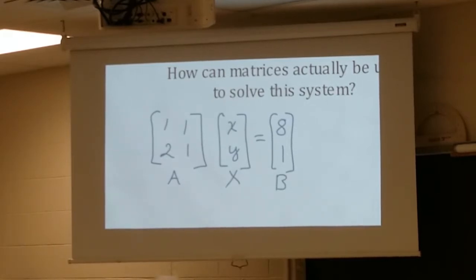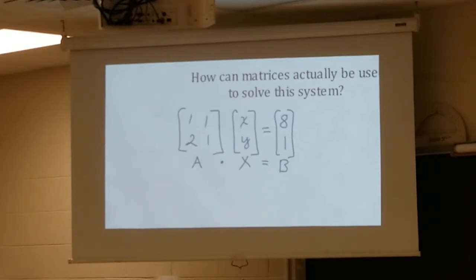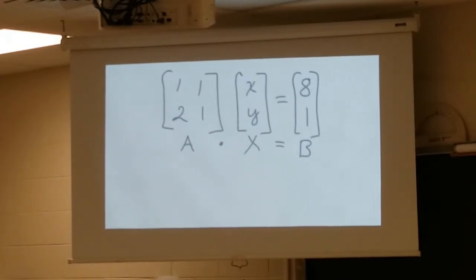Now, it's okay if maybe you're like, you can do this? I wouldn't have done this, but I'm telling you that you can. And when you do, you end up with a really simple equation. It's an equation that says that A times X is equal to B.